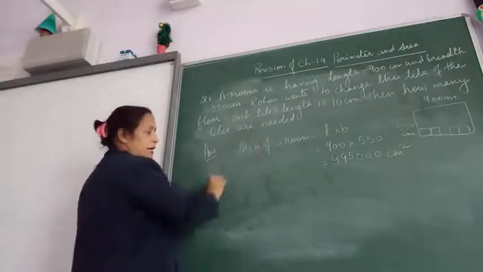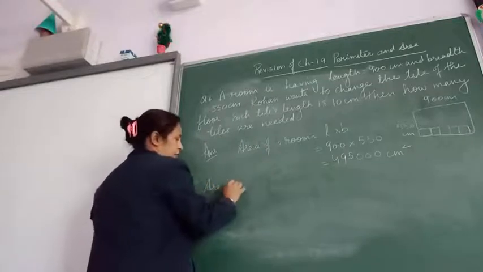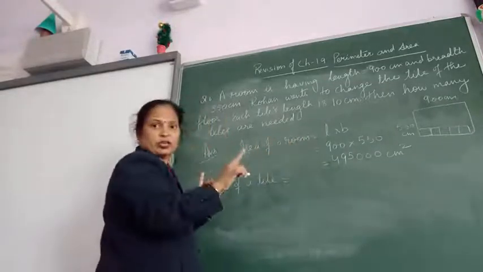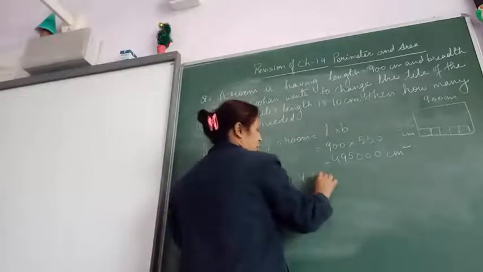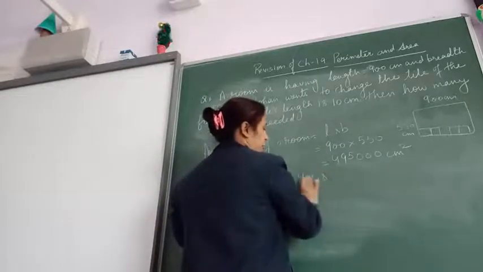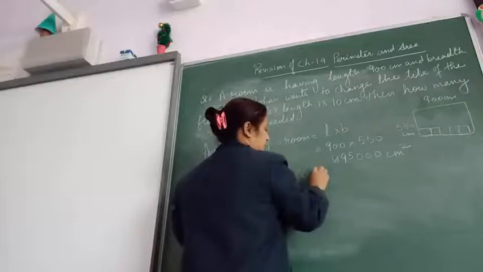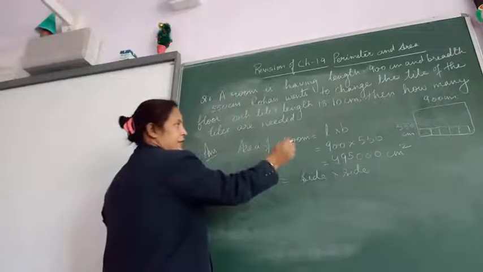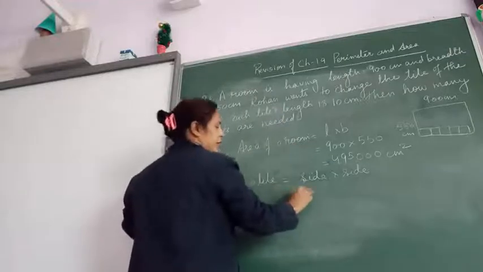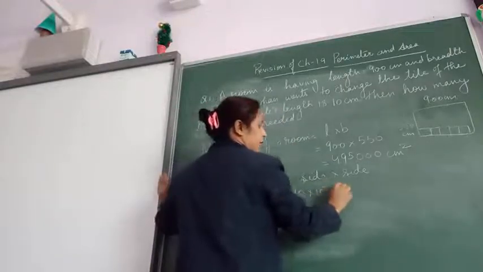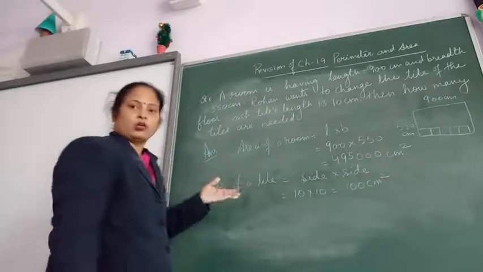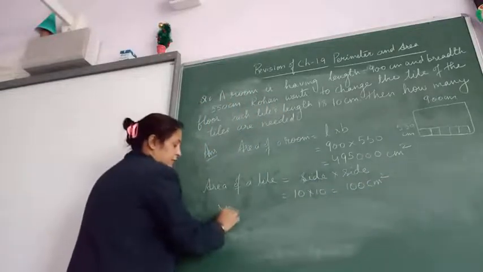Now you will take out the area of our tiles. First you will take the area of our tile, which is in square shape. So what is the formula for the square? To find out the area, side into side. Side into side. So what is the side given here? 10 centimeters. So 10 into 10, that is 100 centimeter square. Now you have to find out the number of tiles needed.